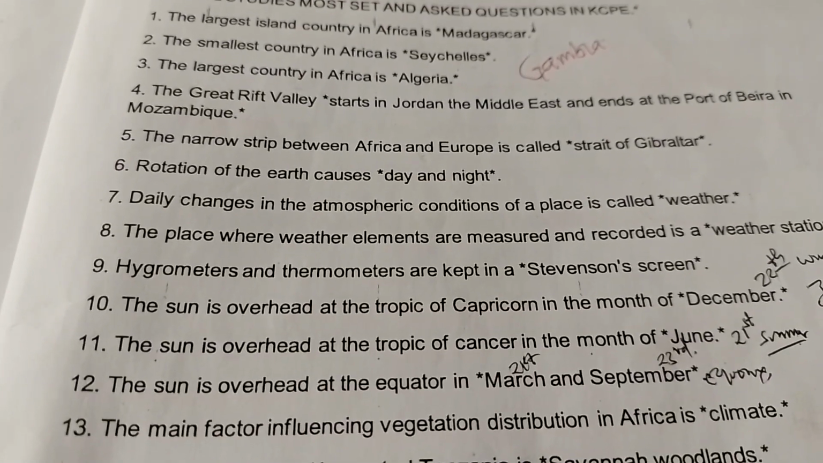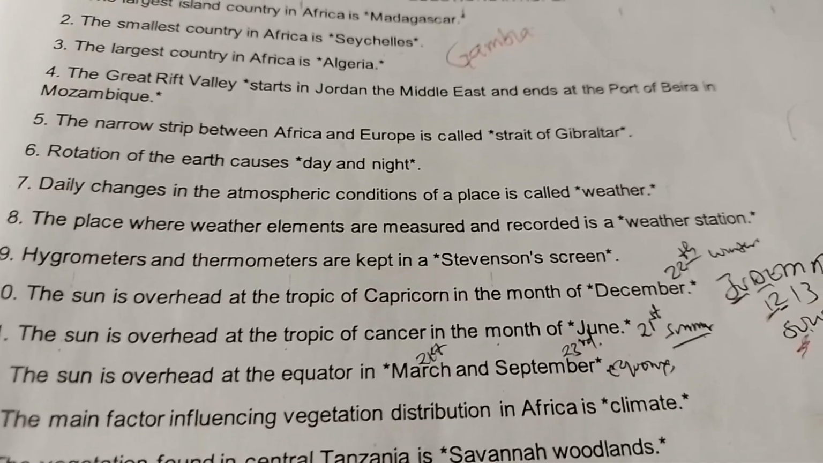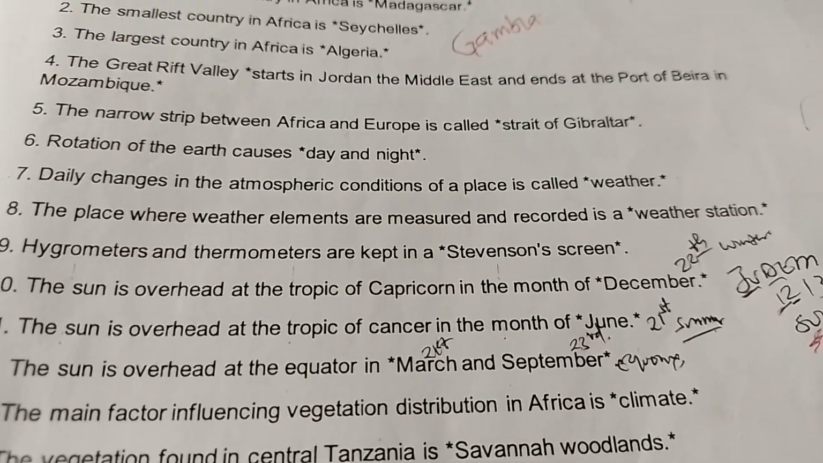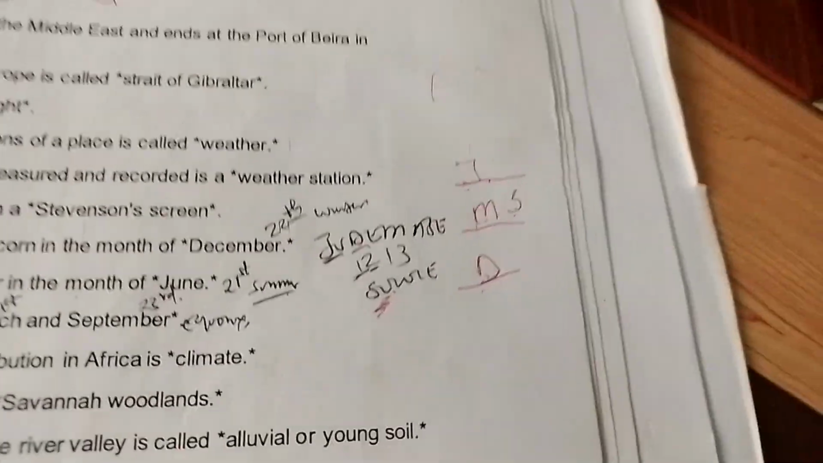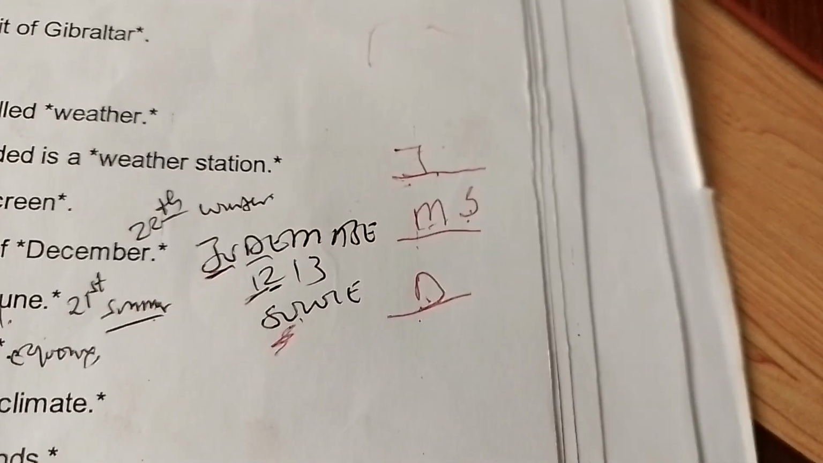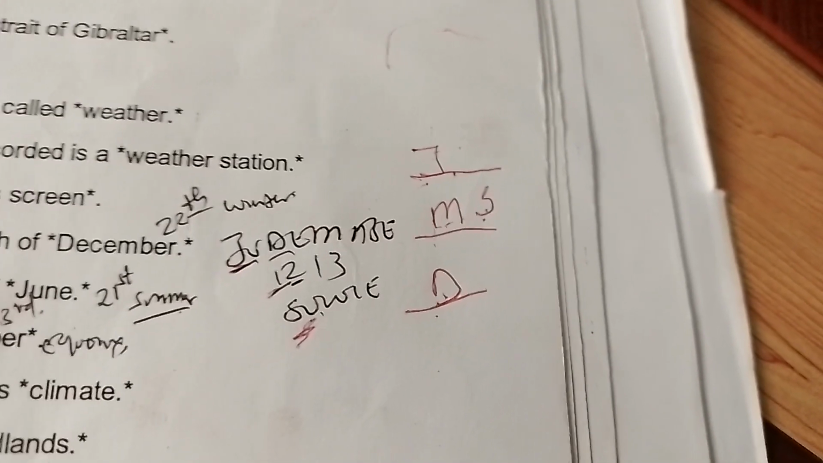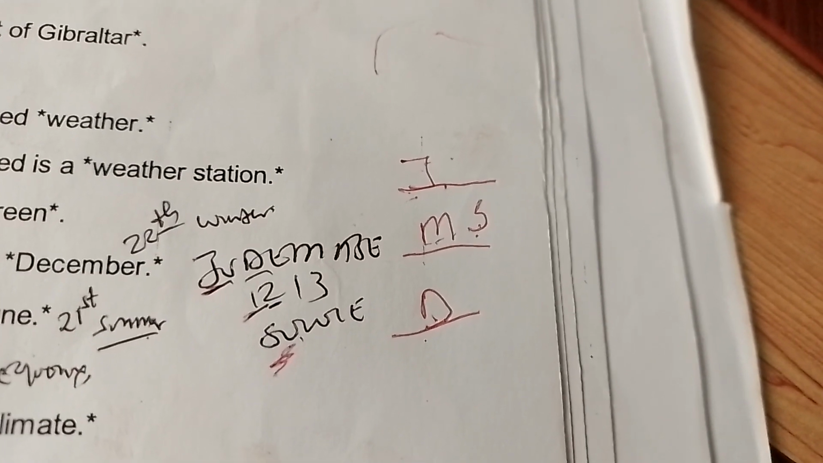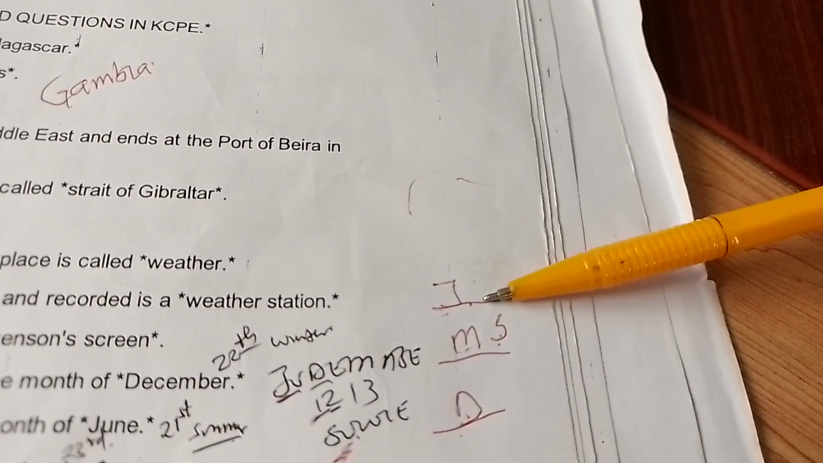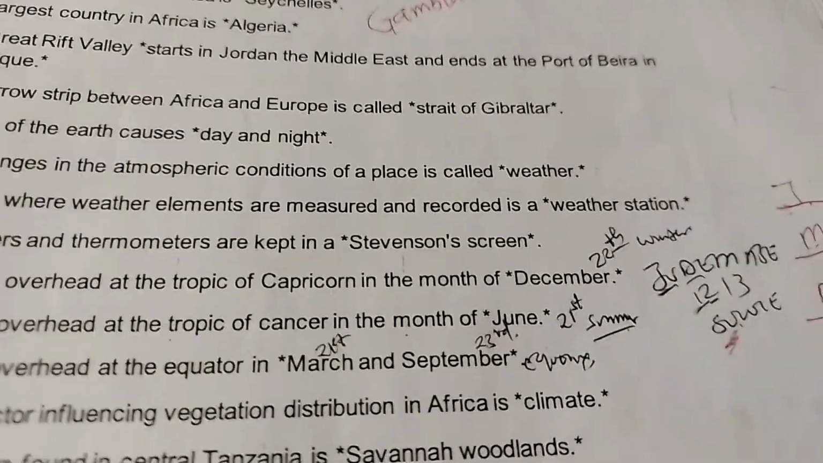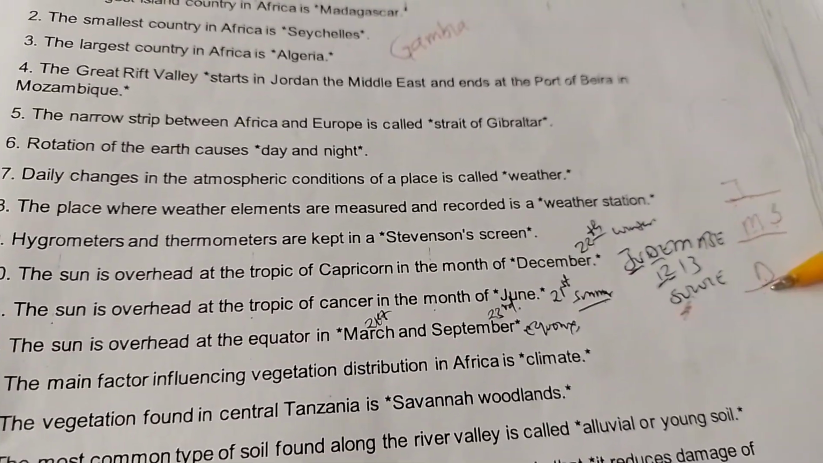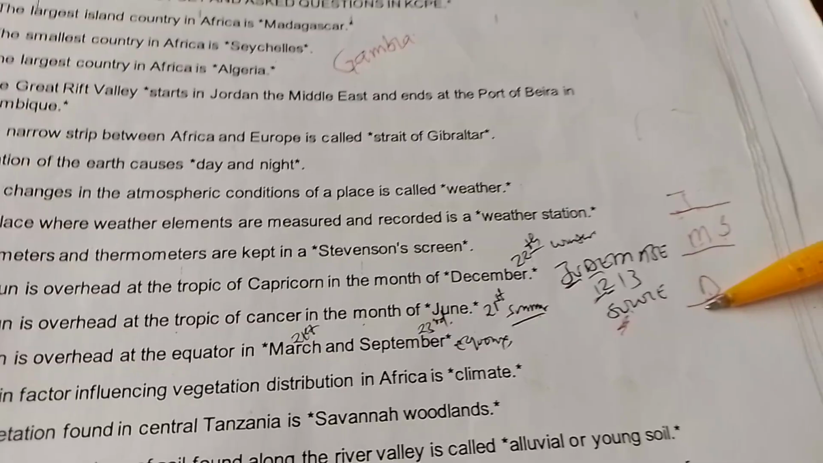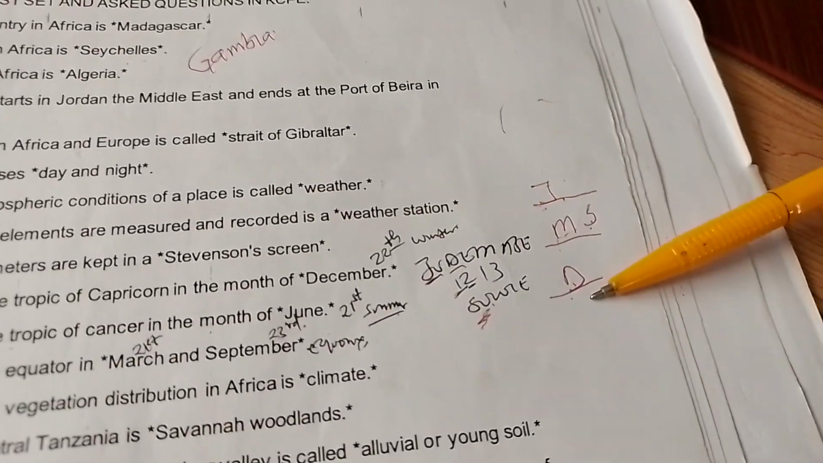The sun is overhead at the Tropic of Capricorn in the month of December. Don't forget this one. In fact, I told us that we draw long latitudes, not longitudes. These are latitudes that influence the climate of a place. You can see what I've drawn. This is the equator, and this is the Tropic of Cancer, the Tropic of Capricorn. So we say the sun is overhead at the Tropic of Capricorn in the month of December.